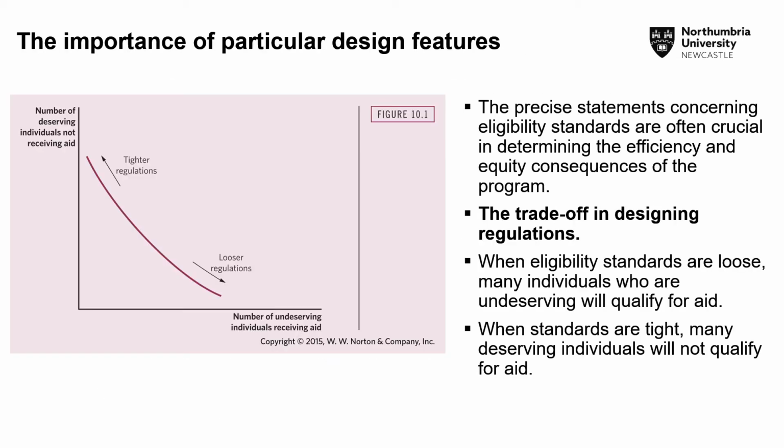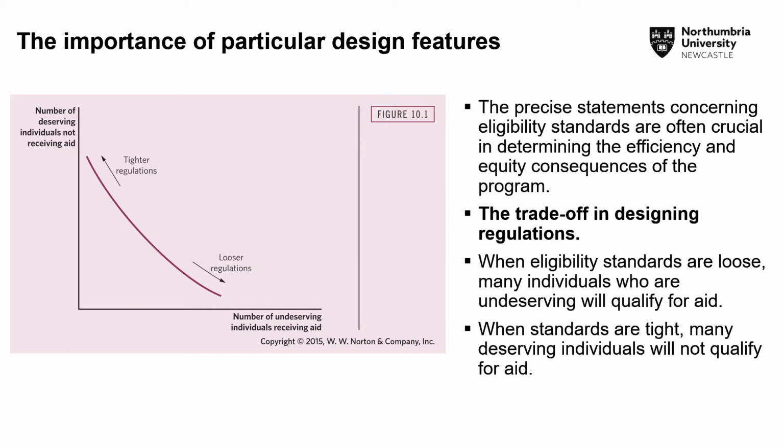So once we've identified the type of program we want to institute, which will be optimal for a given market failure, we need to think about particular design features. Specifically, what we need to determine is eligibility standards. Who is it that qualifies for this program? We must also be aware that there are trade-offs in designing such regulations.